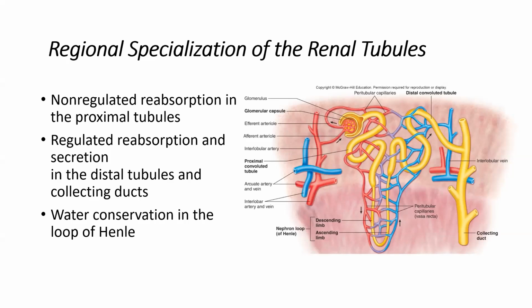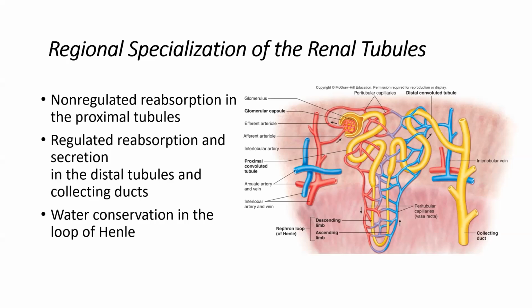We usually talk about these two areas together because the features are kind of the same. Here we see regulated reabsorption and secretion. So we don't see any secretion in the proximal tubule, but here in the distal tubule, we do see secretion along with regulated reabsorption. And then we're going to talk about the loop of Henle, where we see water conservation.